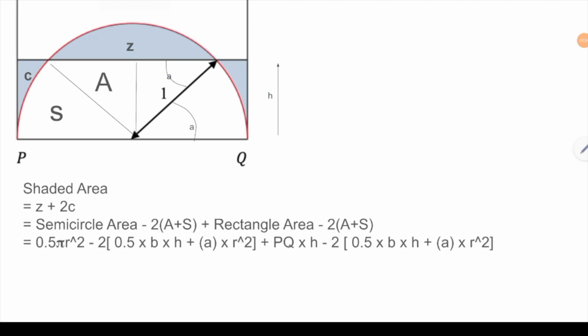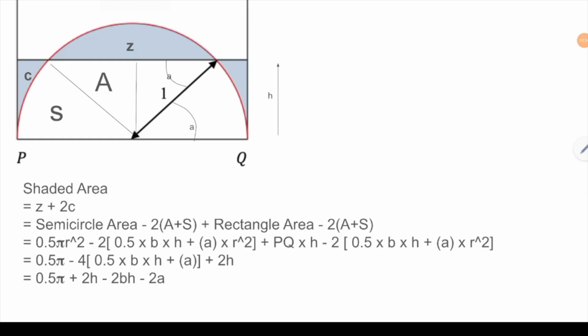And that's just expanded. We know that the area of a semicircle is half pi r squared. Area of a rectangle is base times height. Area of a triangle is half base times height. And area of a sector is theta times r squared. Just more algebra cleanup, and we have the expression: shaded area equals half pi plus 2h minus 2 base times height minus 2a. That has too many variables. When we differentiate the expression, we want it in terms of just one variable only.